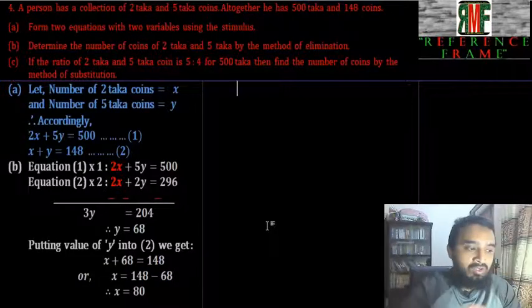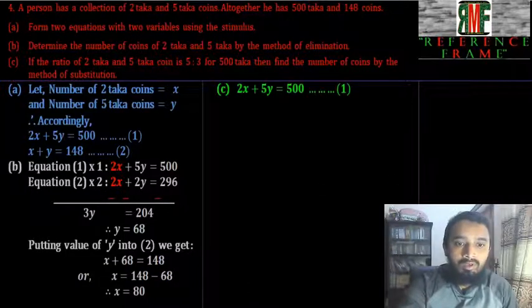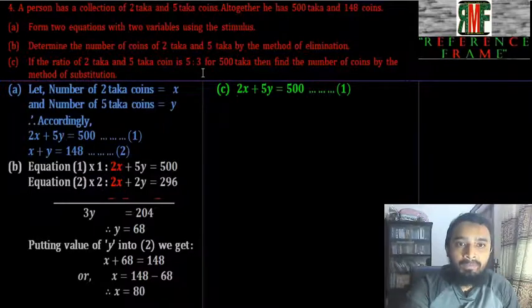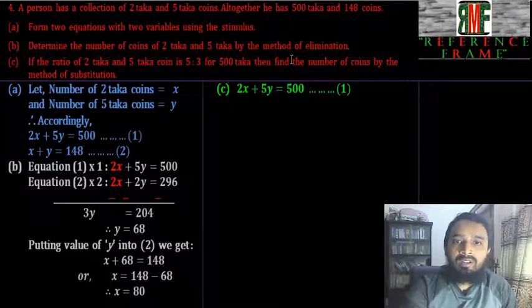Okay, so we have done with it. So boys, now for problem C, you can see that the ratio of 2 taka coins and 5 taka coins is 5:3 for 500 taka. That means here the total amount is 500 as well. Then find the number of coins by the method of substitution.